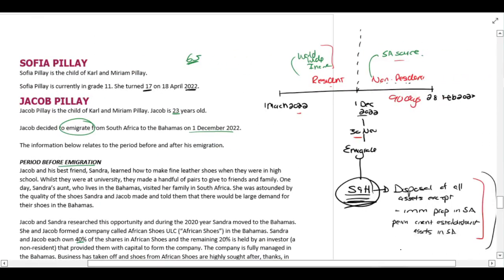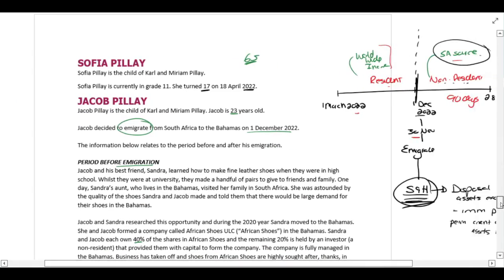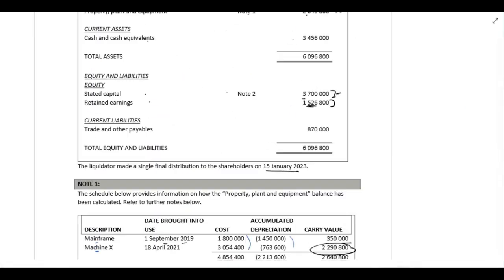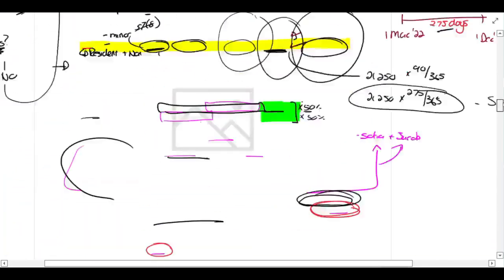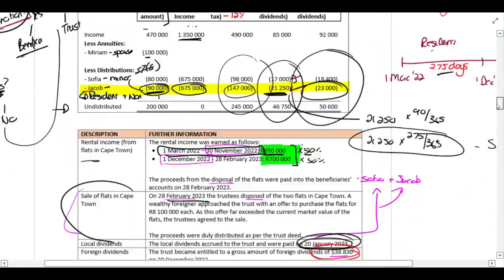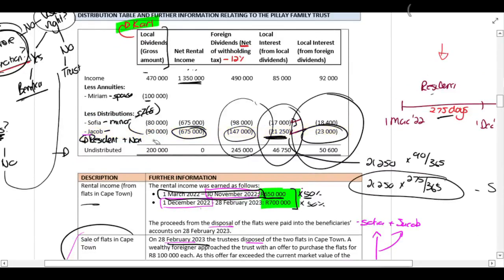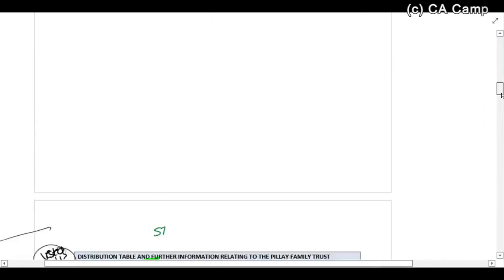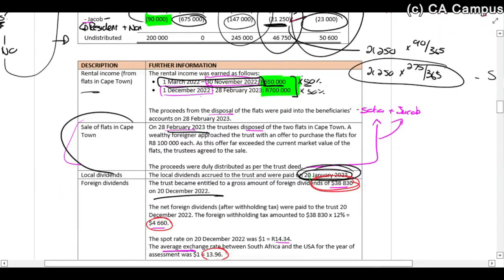He became a non-resident on the 1st of December. So when he's a non-resident, he only gets taxed on income from a South African source. So again, we go back. We have to start at the trust to go and see all of his income. So you'll recall now that we didn't, in the previous question, discuss that 90,000, because that 90,000 of local dividends that he received from the trust was received on the 20th of January 2023. So that's in the period we're looking at now.